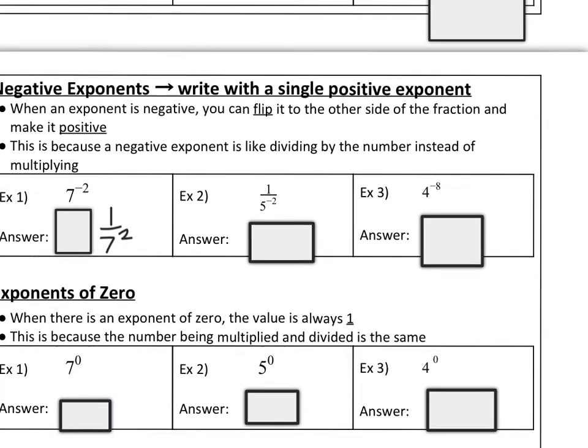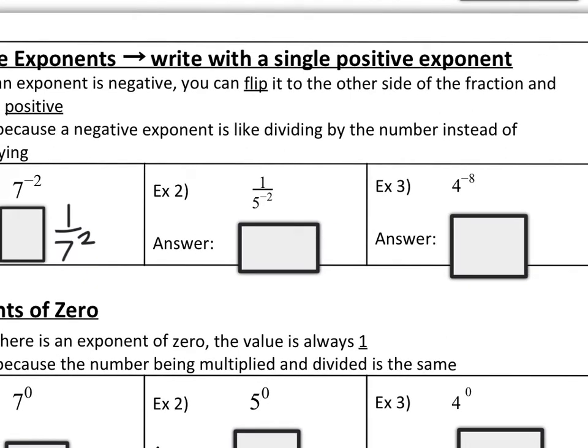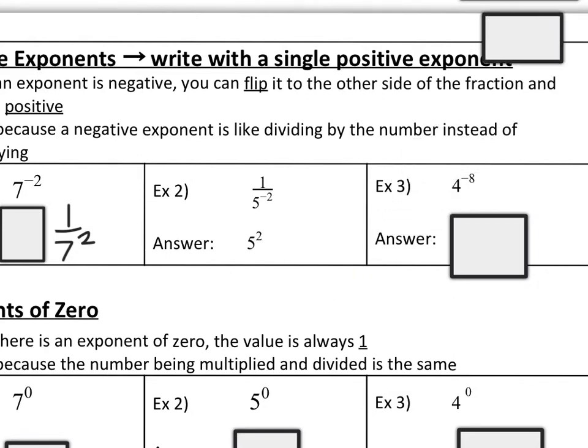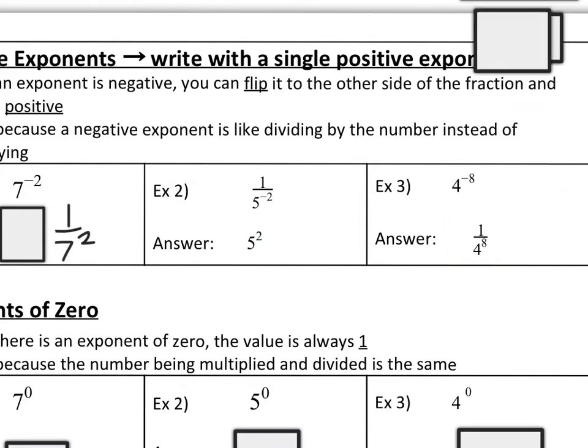Here's our second example, 1 over 5 to the negative 2. This time we have a negative 2 in the denominator as our exponent. Again, we would be dividing, so we can flip that, giving us 5 squared without the fraction, just flipping that over to the numerator. You try this last one, 4 to the negative 8. All right, if you flip that to the denominator as a fraction, 1 over 4 to the 8, you would be absolutely correct. So whenever you see a negative exponent, you know you're going to be dividing, meaning you can flip it over to the other side of the fraction.